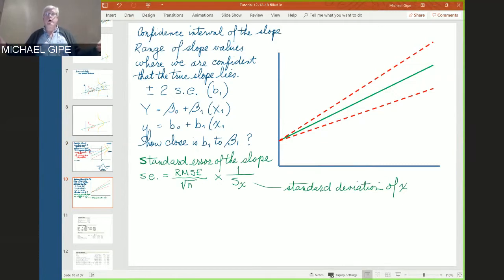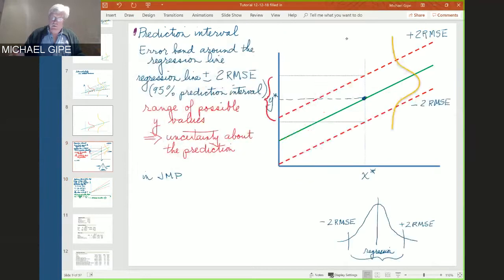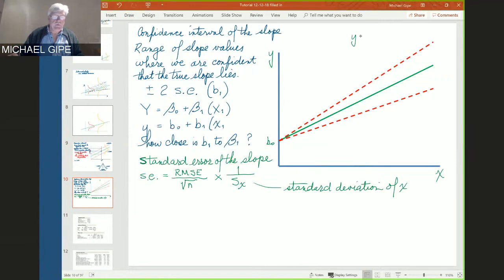So if our x's are spread far out, our slope estimate is going to be a little bit more accurate than if our x values are very close together. So it's that kind of balance idea. Let's take a look at the picture. We've got x, we've got y. We have an intercept here, b0. We have our regression line, y equals b0 plus b1x. That's the green line here.